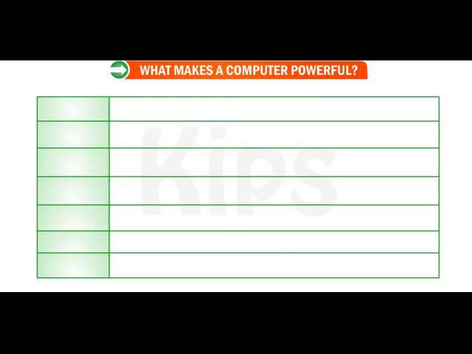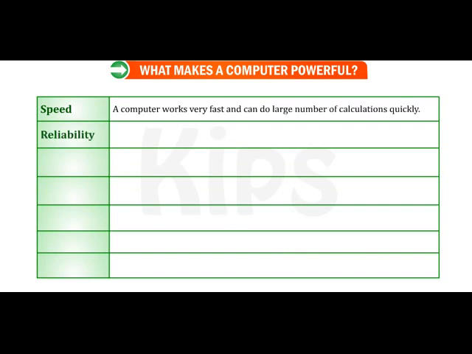Alright children, let me tell you what makes a computer powerful. Speed. A computer works very fast and can do large number of calculations quickly. Reliability. Computers are quite reliable. They do not make any mistakes.